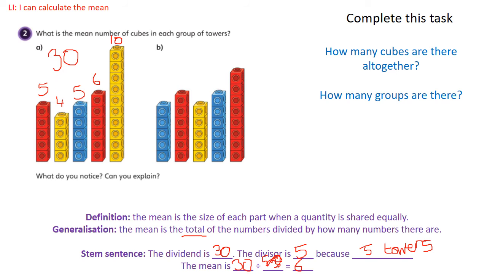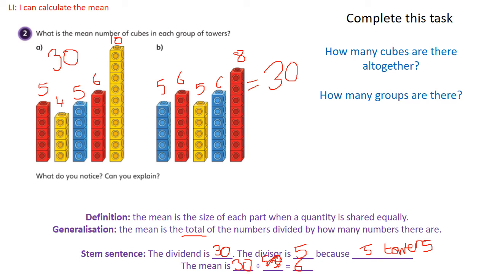Okay, how did you get on? Let's add up the numbers in our towers. So we've got 5 there, we've got 6 there, we've got 5 there, we've got 6 there, and we've got 8 there. So once again, we have 30. So the dividend is 30. The divisor is 5 because there are 5 towers. The mean is 30 divided by 5, which is 6.